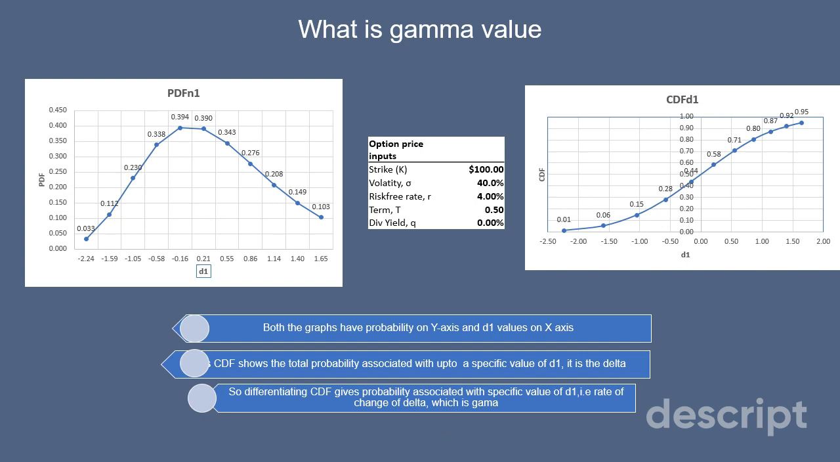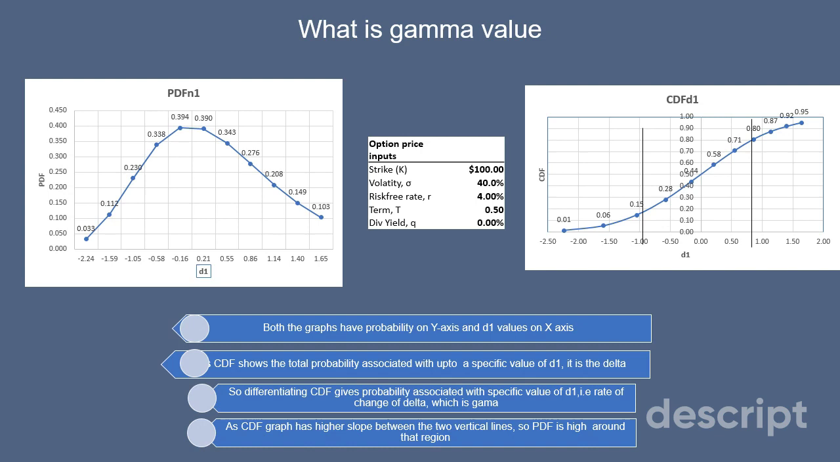Now let's draw two vertical lines on the central part of the CDF graph. As the CDF graph has higher slope between the two vertical lines, the PDF is high around the region. So gamma is high when the spot price and strike price are near to each other.